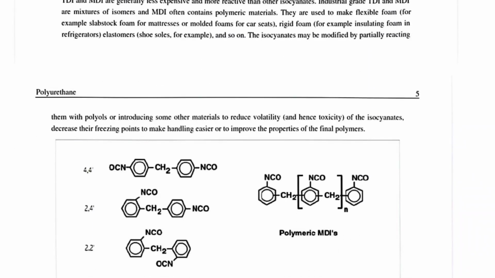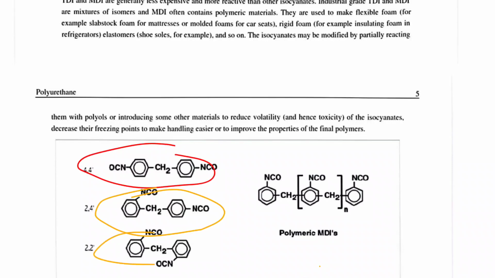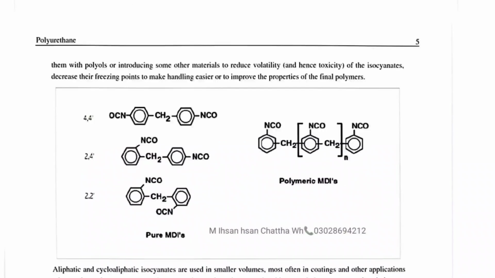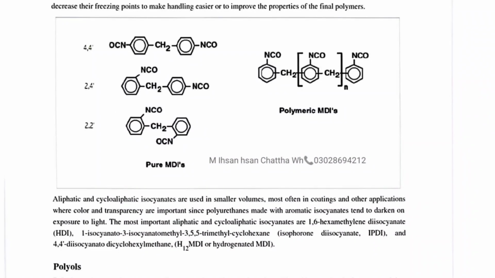Here is the structure of the isocyanate again. One monomer has the 4 position, another has the 2 and 4 positions, and the third has the 2 position, but all these lead to the common structure mentioned here in green color: polymeric methylene diisocyanate urethane. These are the monomers 4, 2 and 2.